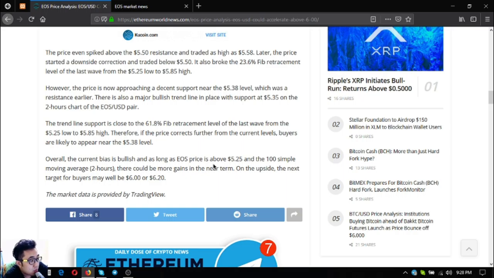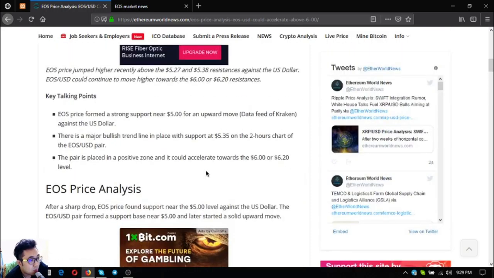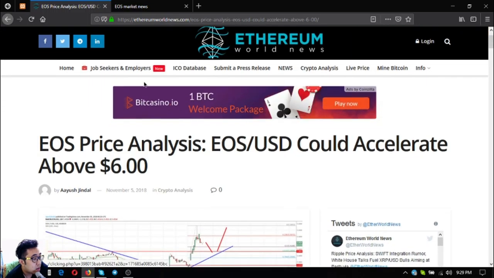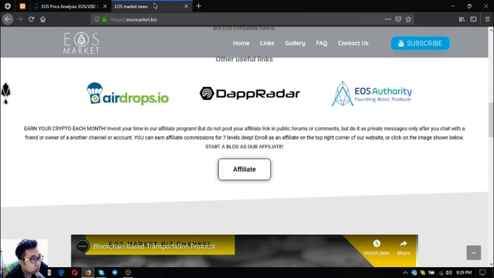Therefore, if the price corrects further from the current levels, buyers are likely to appear near the 5.38 level. Overall, the current bias is bullish, and as long as EOS price is above 5.25 and the 100 simple moving average, there could be more gains in the near term. On the upside, the next targets for buyers may well be $6 or $6.20. That's the price analysis of EOS, brought to you by EthereumWorldNews.com. Let's proceed to the EOS Market Biz website.